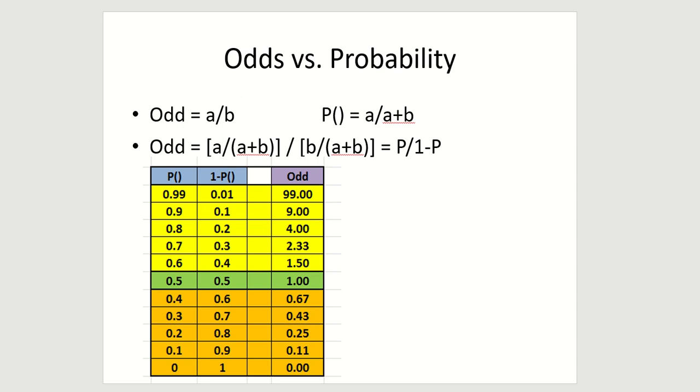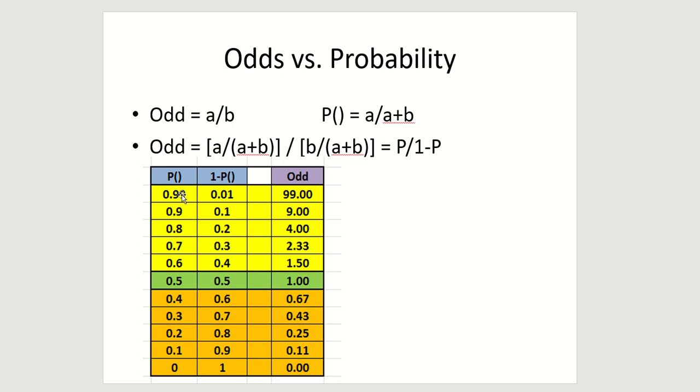Odds and probability are related. If you think about the formula, odd is A over B, whereas the probability is A over A plus B. If you take the odd and divide both the numerator and the denominator by A plus B, you get A over A plus B divided by B over A plus B. Therefore this is the probability right here, and this is the complement of that probability. So the odd is nothing but the probability divided by 1 minus the probability.